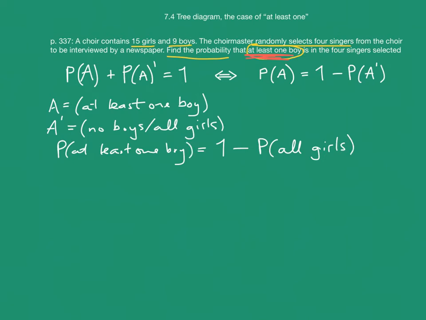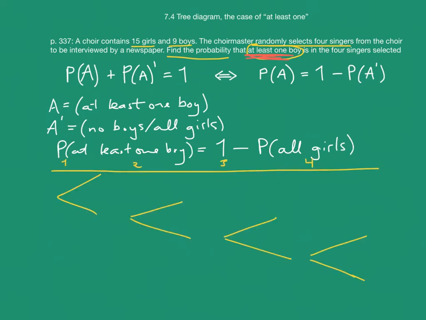And now we can set this up as a series of trials. And let's remind ourselves, what are we asked to find? We're asked to find the probability that at least one boy is in the 4 singers selected. So we're selecting 4 boys, and that's why we set this up as 4. Sorry, we're selecting 4 singers. So we set this up as 4 trials. And in the first trial, we make a random pick, and we're going to pick either a boy or a girl. That's the first pick, and this is random.